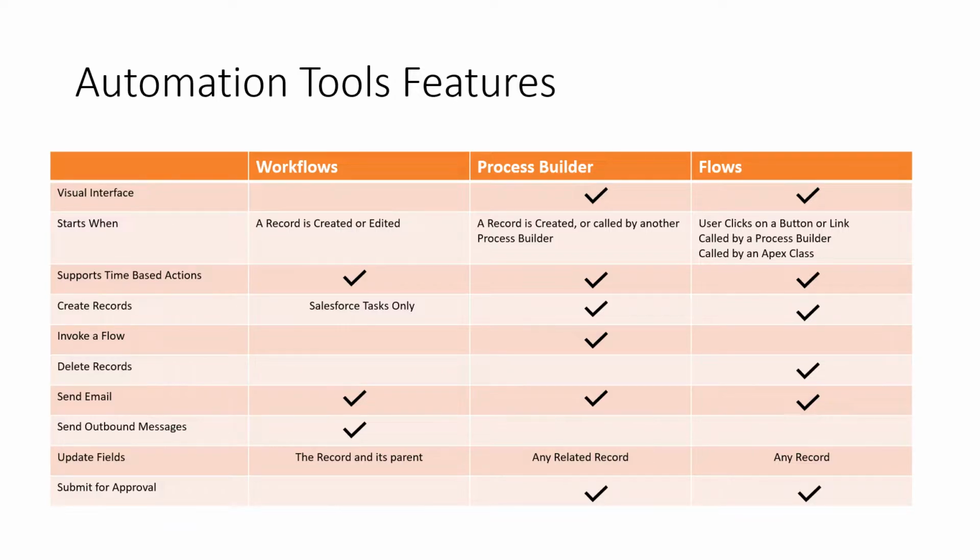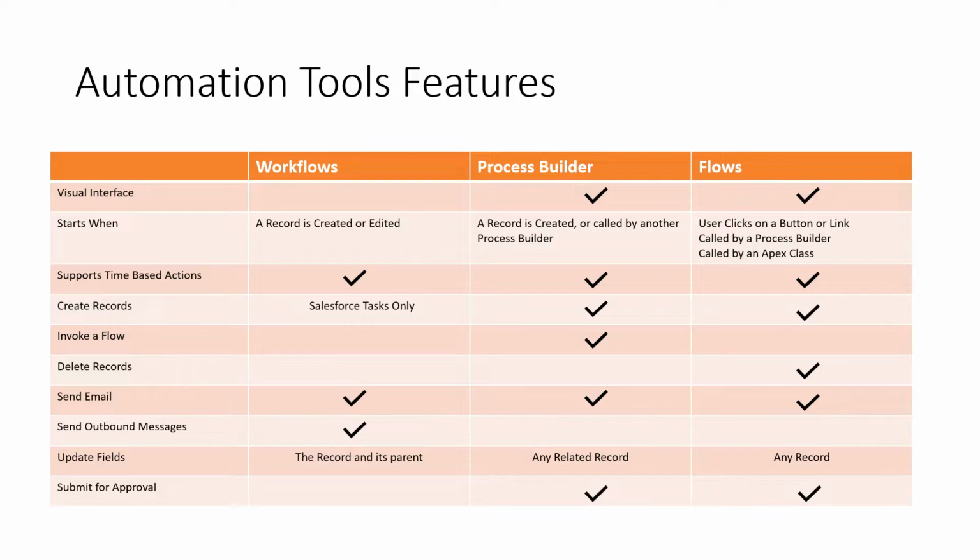Okay, the next one is invoke a flow. Process builders can trigger a flow. The same way they can trigger another process, they can trigger a flow. So we can pass info to that flow, and that flow is going to execute after the process builder ends. I'm sorry, the next one is deletion of records. The only automation tool that provides this feature is flows. Neither workflows nor process builders are able to delete records. They can create them, speaking about process builders, but they cannot delete them.